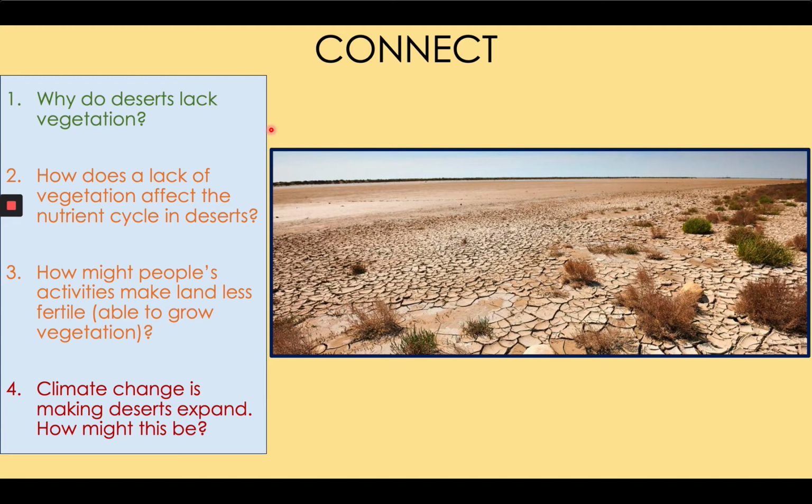4. Climate change is making deserts expand. How might this be? Well, climate change, as you know, is about the change in the patterns of temperature and rainfall around the world. In some parts of the world, rainfall is getting less regular, or less rainfall in a place overall per year. This means that there is less water for plants to grow, consequently allowing deserts to expand, as you see in this photo.